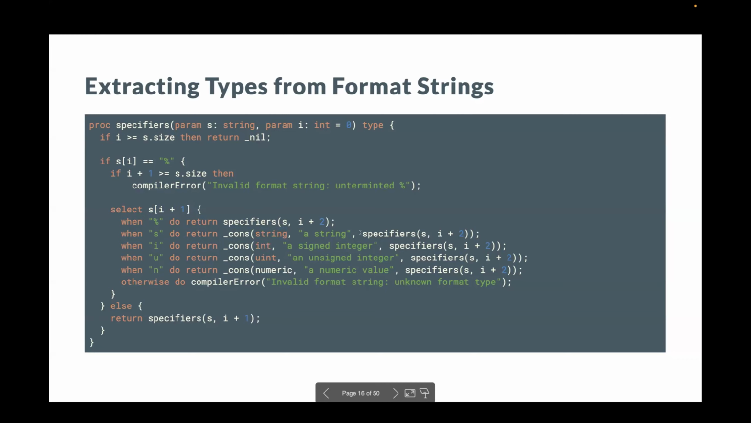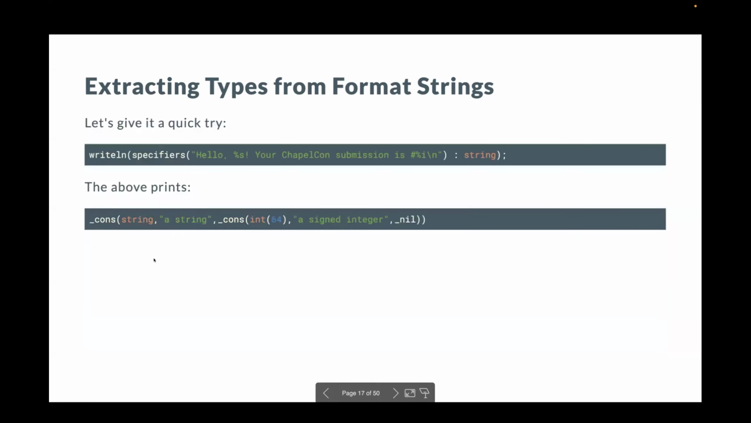In all of these cases, we recurse into the rest of the string, skipping the percent and whatever the format is, to construct the remainder of the format specifiers. And of course, we allow the user to write double percent to actually insert the percent character into their string. And we emit a compiler error if we don't recognize the format character.